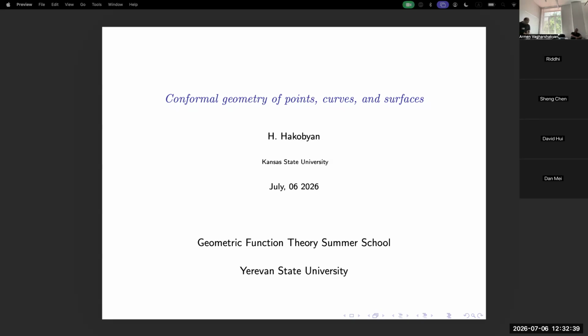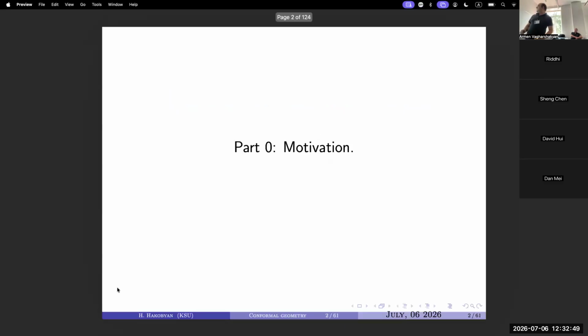Start with motivation. So the first part is going to be motivational, and it's going to be a little bit vague. I also want to indicate the connections of complex analysis to other fields, so I will talk a little bit about that.